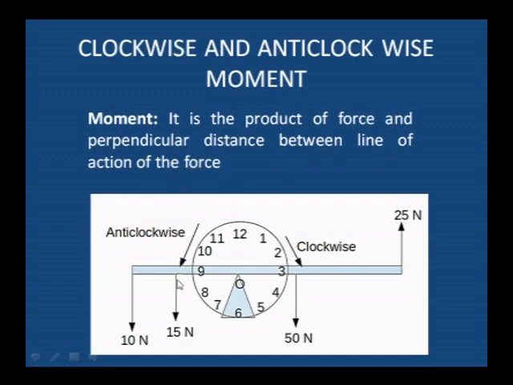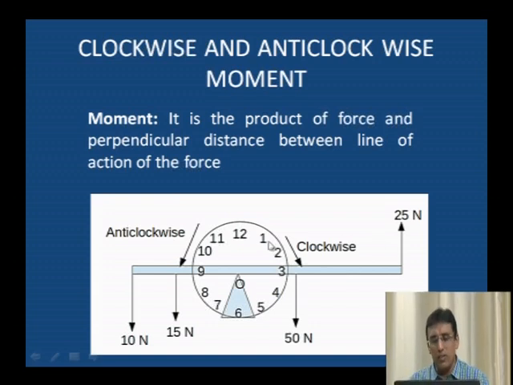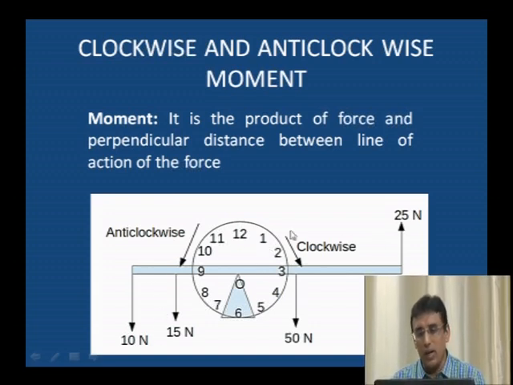Here we can observe two types of moment, clockwise moment and anti-clockwise moment. If a 25 kilonewton load is acting at the right side, then 25 into distance creates an anti-clockwise moment. If it is a 15 kilonewton load, 15 kilonewton multiplied by distance creates the opposite, a clockwise moment.